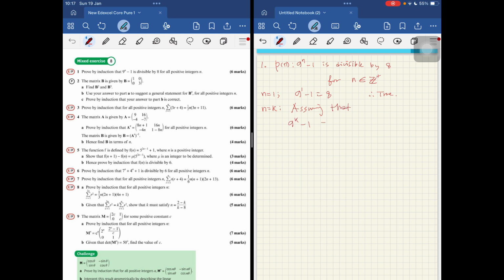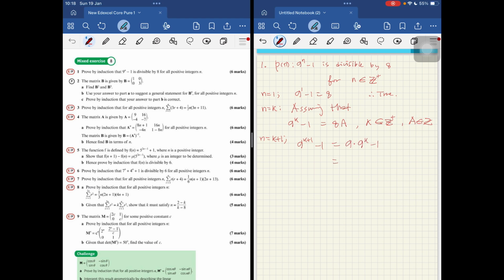9^k minus 1 is 8A. This is the way to express divisible by 8, or multiple of 8. But you need to give the restriction for this. So now we know k is in Z plus, and A should also be an integer, to express the divisibility. So when n is k plus 1, 9^(k+1) minus 1 equals 9 times 9^k minus 1.